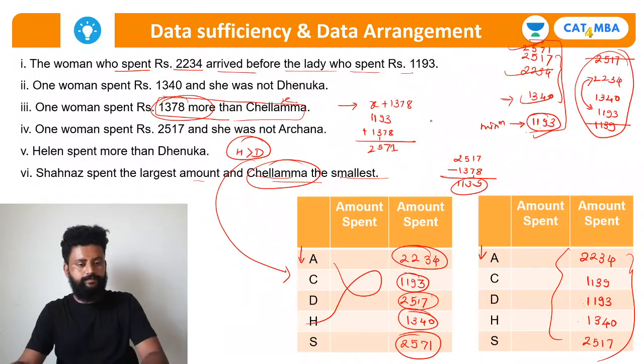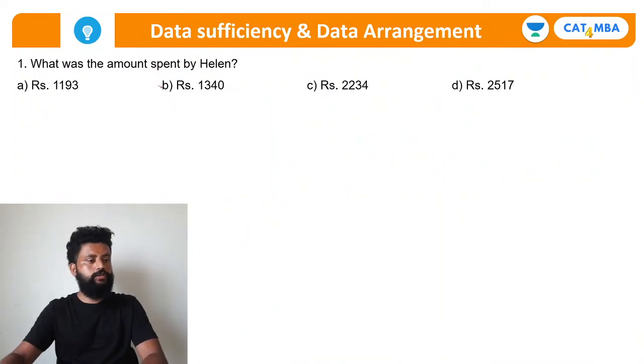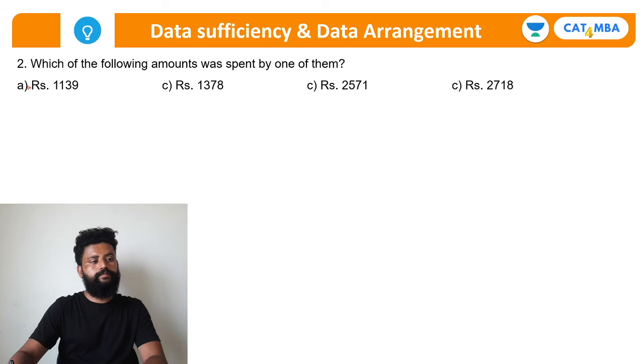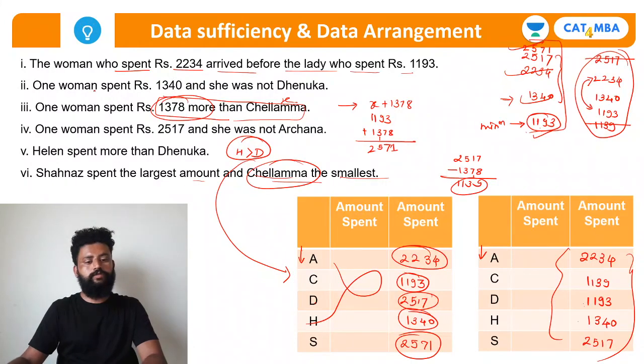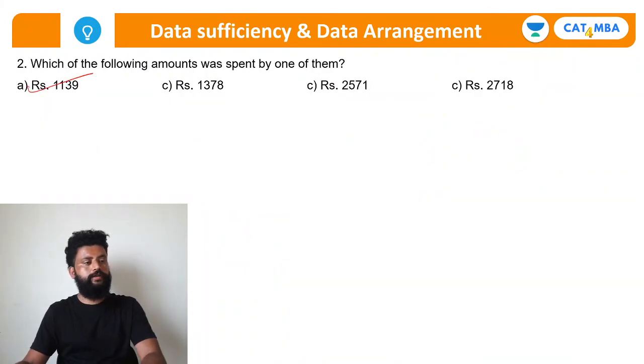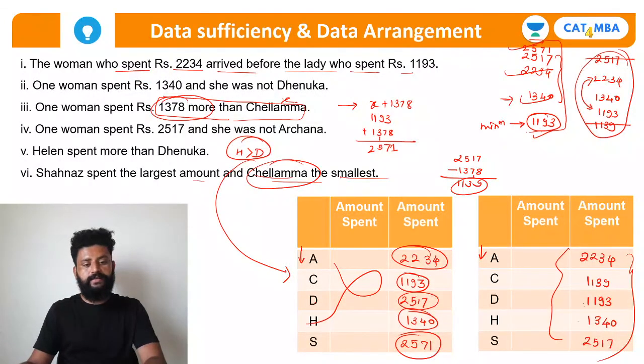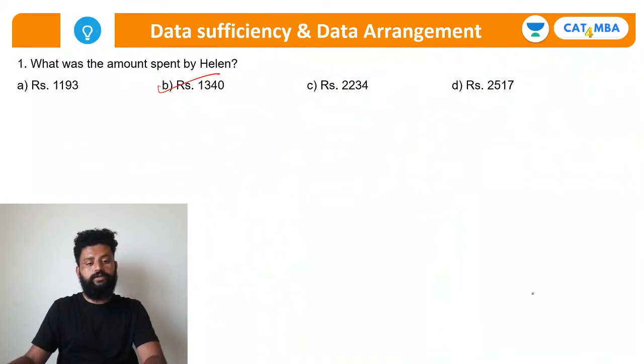What is the amount spent by Helen? The amount spent by Helen is 1340. Which of the following amounts was spent by one of the women? 1193, we have the new amount that is spent, surely. The woman who spent 1193 is Dhenuka.